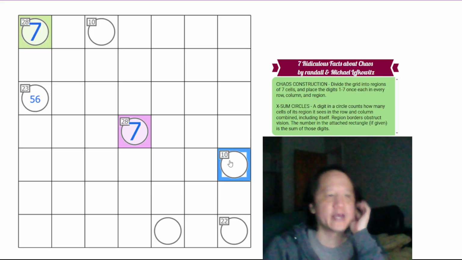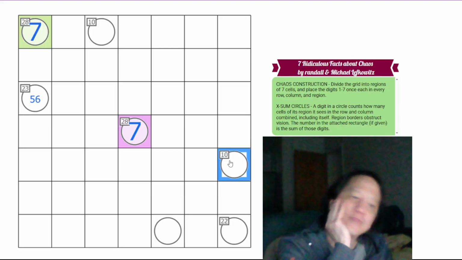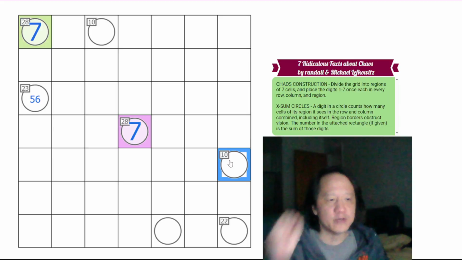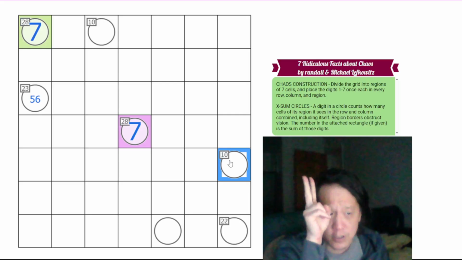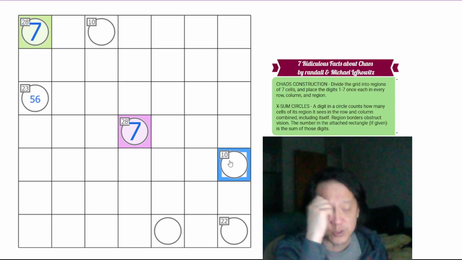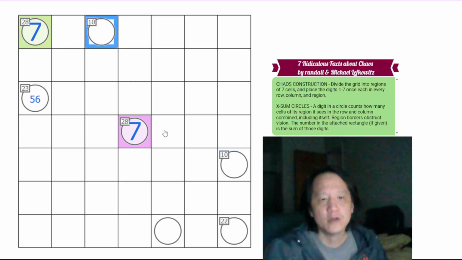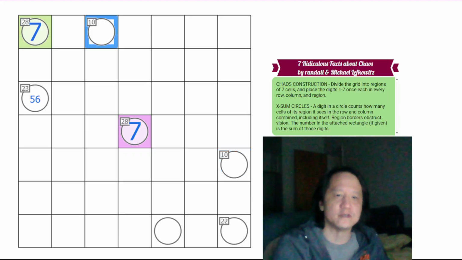To see 10 adding up in its region would have to be either 4, 2, or... no, can it be 2? No, it can't be 2 because that would have to be 2 and 8 to do that. So this is 3 or 4 that it sees for 10.